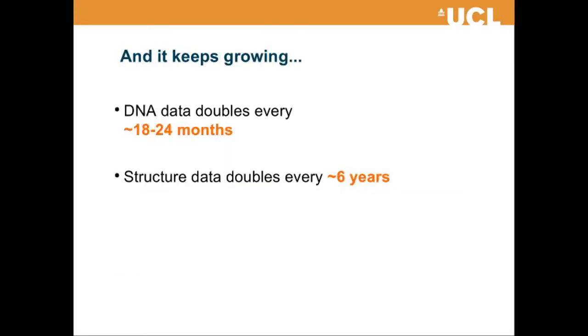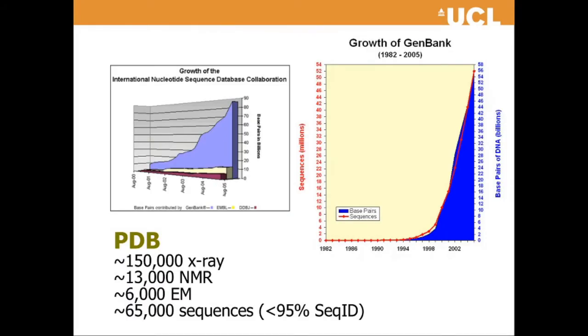And it keeps growing. So on the basis of those sorts of numbers, DNA data doubles roughly every 18 to 24 months, and the structural data doubles about every 6 years. These are somewhat old graphs, but the trends are exactly the same.